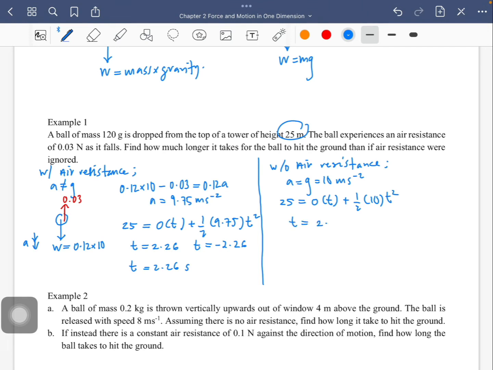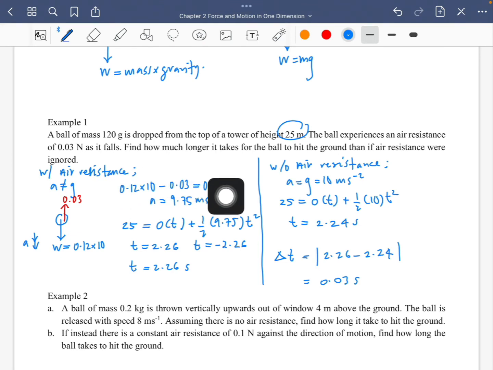We're going to get 2.24 seconds. Alright, because we want to find how much longer it takes for the ball to hit the ground, we're going to take the difference here. So the difference of t here is the modulus of 2.26 minus 2.24 seconds. So we're going to get 0.03 seconds. So with air resistance, it takes 0.03 seconds longer compared to the case without air resistance. That's it. That is example 1.